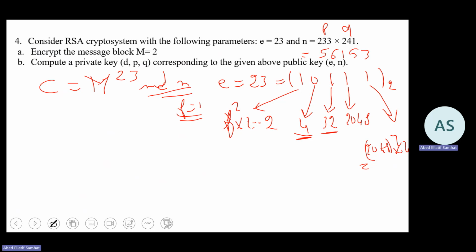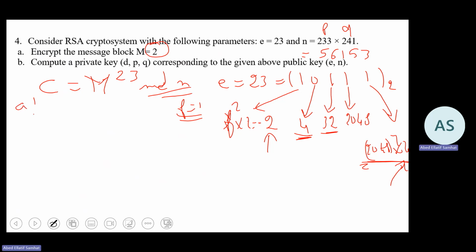So now, if we want to continue and encrypt the message, because the message is 2 here, that's why I multiply by 2. So the result here will be the encryption of the message.